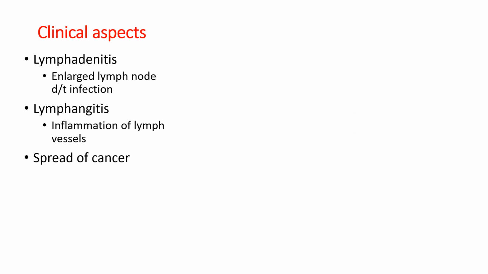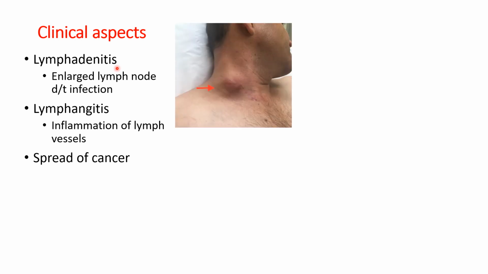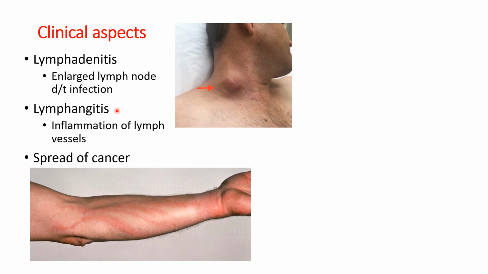Coming to the clinical aspects, first of all, lymphadenitis. Lymphadenitis refers to an enlarged lymph node due to an infection. You can see here that the lymph nodes in the neck have become enlarged because of exposure to some bacteria or virus or any other infection. Lymphangitis is the inflammation of the lymphatic vessels. You can appreciate the inflamed reddish lymphatic vessels. This is the lymphangitis.